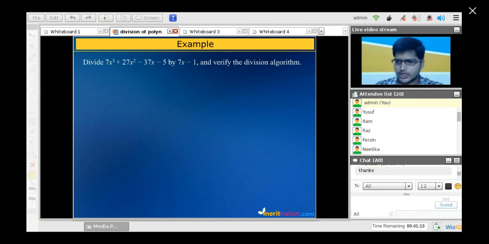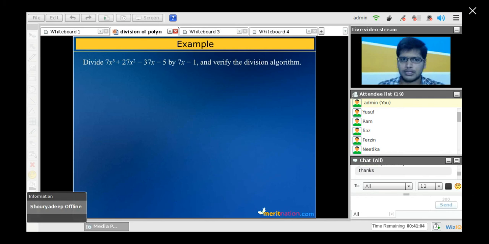In this type of questions, we have to first divide them both and then check if divisor into quotient is equal to dividend. Yes, Nitika, absolutely. You're talking about this question, if I'm correct: divide 7x cube plus 27x squared minus 37x minus 5 by 7x minus 1 and verify the division algorithm. Absolutely correct. First divide them, get the quotient, get the remainder, and then apply the division algorithm that p of x is equal to g of x into q of x plus r of x. Now simplify g of x into q of x plus r of x and then get the p of x.